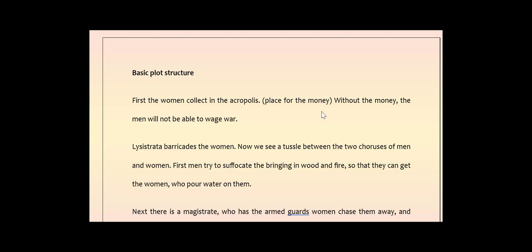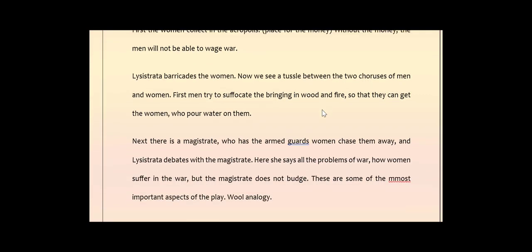You would see choruses in some of the Shakespearean plays as well. So two choruses of men and women, they come and they fight, and first men try to suffocate and bring wood and fire so that women are actually forced out of that place, but that fails. Next, the magistrate, this is the funniest character of the play. Magistrate comes, and he comes with guards, and he comes with arms, and he wants to debate Lysistrata. Lysistrata debates with the magistrate, and here she says all the problems of the war, how women and men suffer in the war, but the magistrate does not budge.